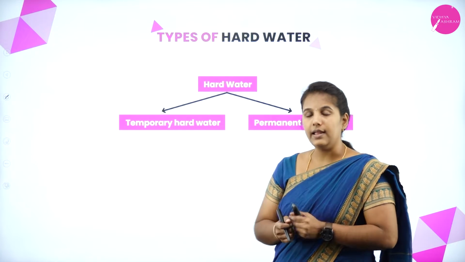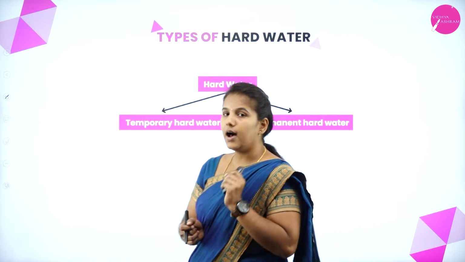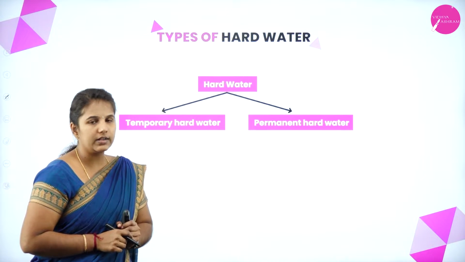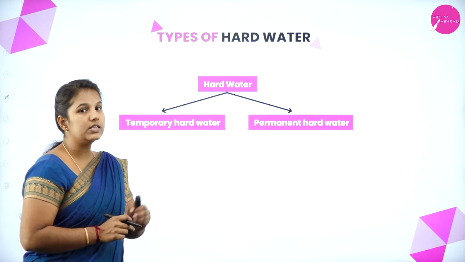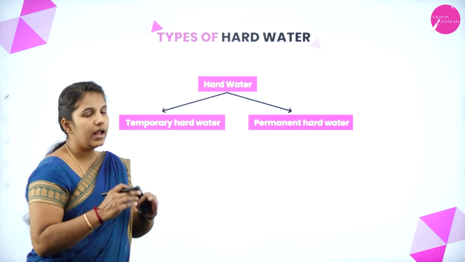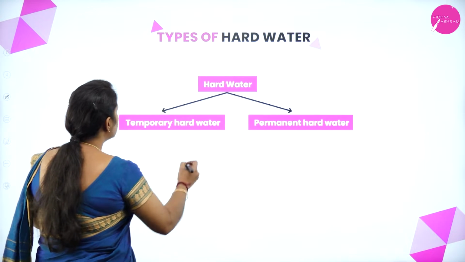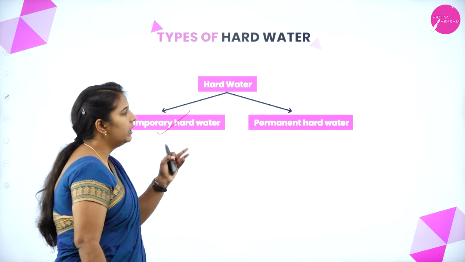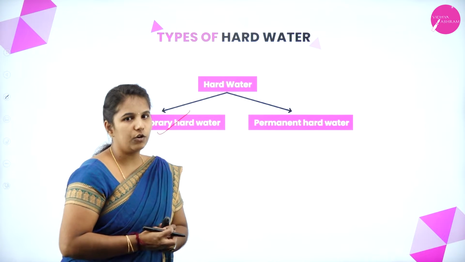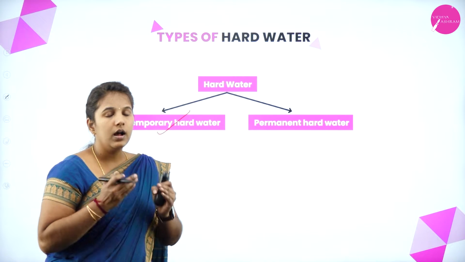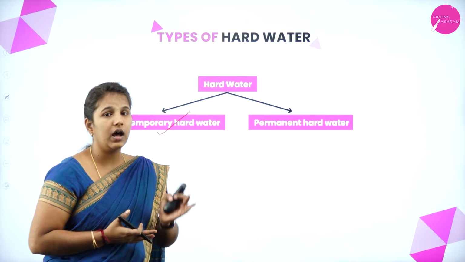Now let us see the types of hard water. So there are two types of hardness. The first one is temporary hardness and the second one is permanent hardness. Okay. So temporary hard water and permanent hard water. Let us see what is temporary hard water. How is it caused in hard water?